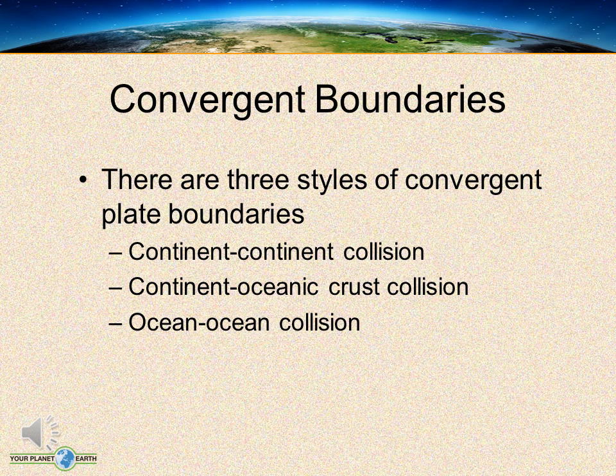Convergent boundaries are where the plates move toward each other. There are 3 types of convergent boundary, each defined by what type of crust, continental or oceanic, is coming together. Therefore, we can have continent-to-continent collision, continent to oceanic crust collision, or ocean-ocean collision.